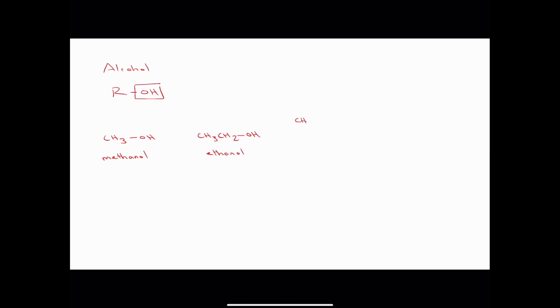And if I have an isopropyl group attached to a hydroxyl, this is called isopropanol, or sometimes we call it isopropyl alcohol, and this is rubbing alcohol. So these are some examples of alcohols, and you have to be able to recognize the alcohol functional group.